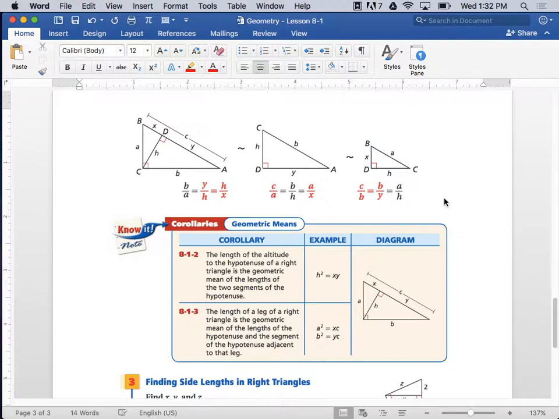Can you do the second one again? C over A is equal to B over H, which is equal to A over X. Okay. So the ratios are all the same, but now let's do a little bit of algebra and check something out. All right?